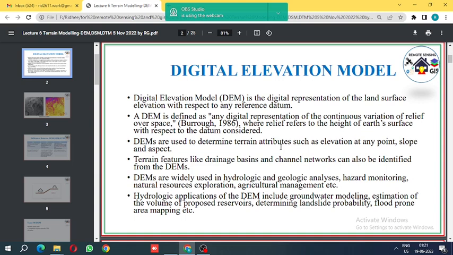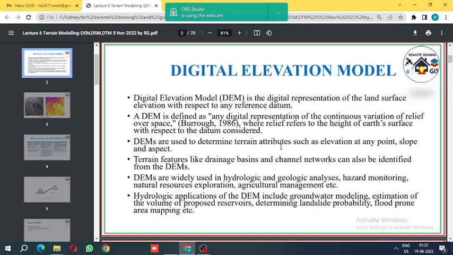So this is a digital representation of land surface elevation with respect to any reference datum. This is a raster representation where we can have elevation data. Okay, so a DEM, or digital elevation model, is defined as any digital representation of continuous variation of relief over space, where relief refers to the height of the earth surface with respect to the datum considered.